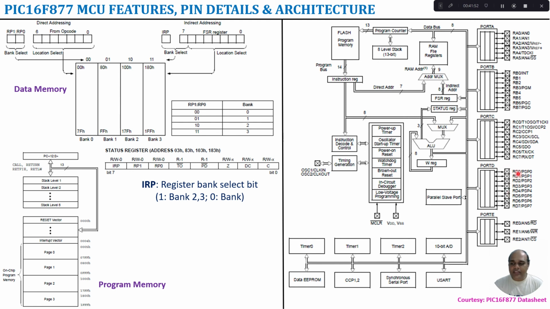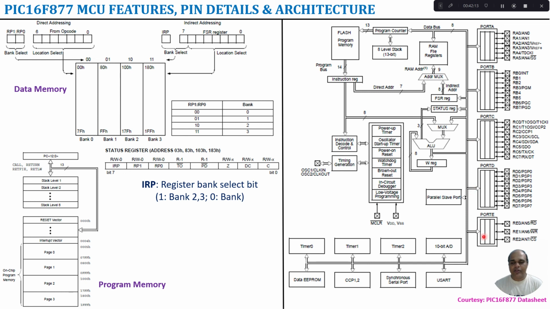Port D is multiplexed with your parallel slave port. We can transfer 8-bit data at a time. PSP0 to PSP7 are the pins for parallel data transfer through the parallel slave port. So these are the ports associated with your PIC16F877 microcontroller.